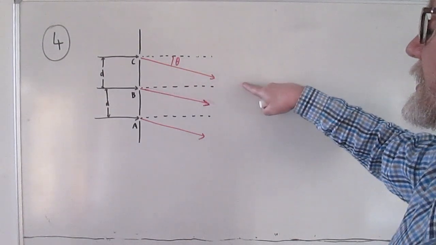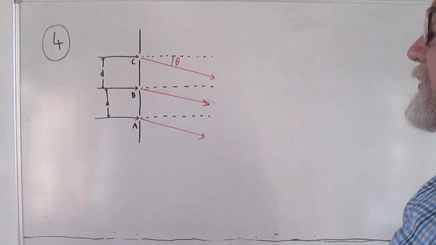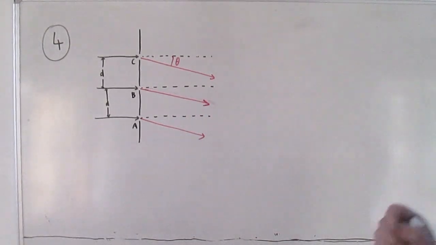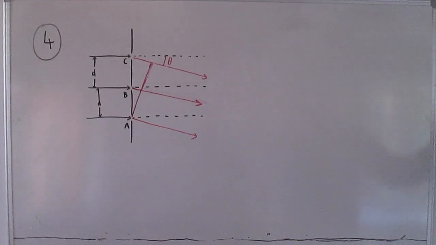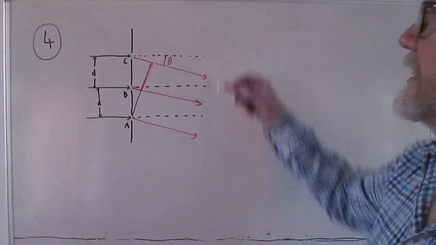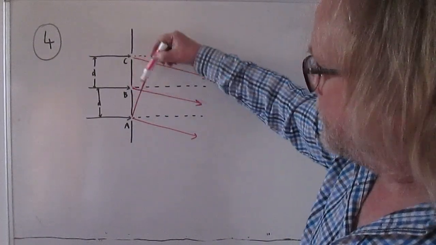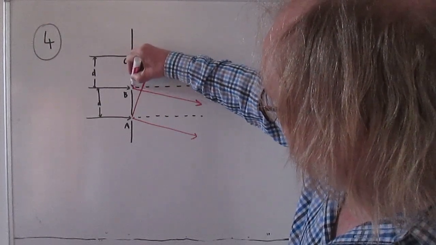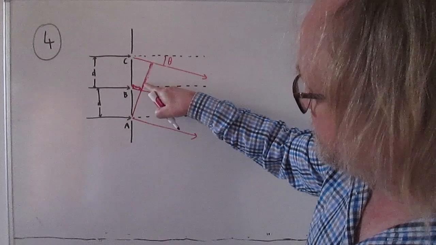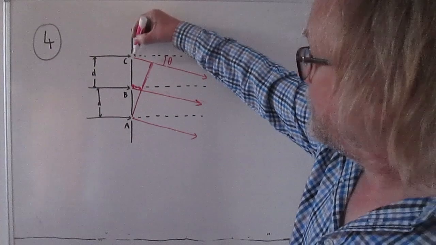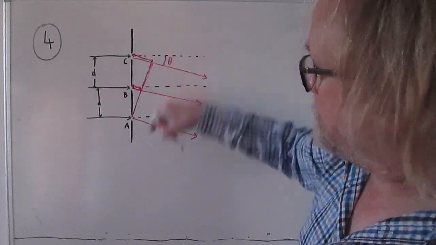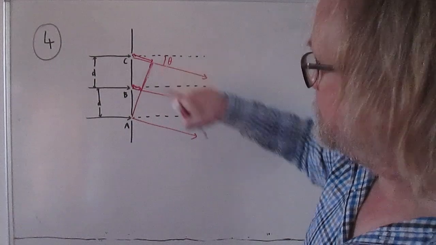Now, what we need is for the path length travelled by this one to differ from the path length travelled by that one by a whole number of wavelengths in order to get constructive interference when they arrive at that point. Because all these rays are converging at the same point over here, the difference in path length between each ray and the next one is just this distance here. So that's the difference in path length between this ray and that, and that is the difference in path length between this ray and this one.